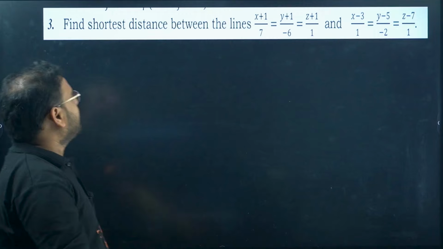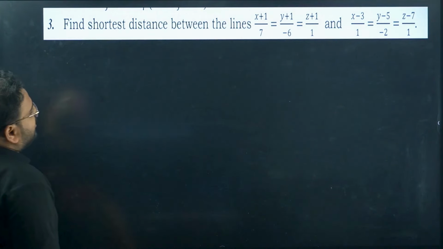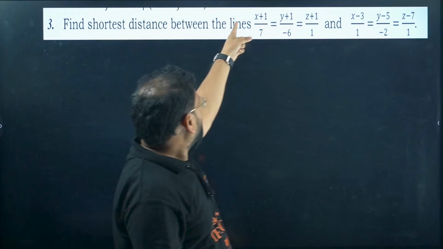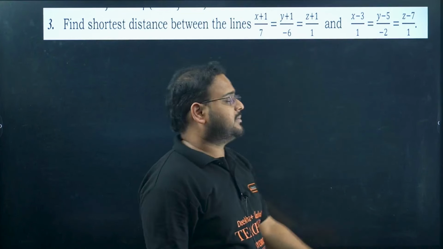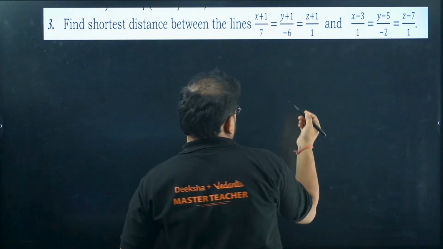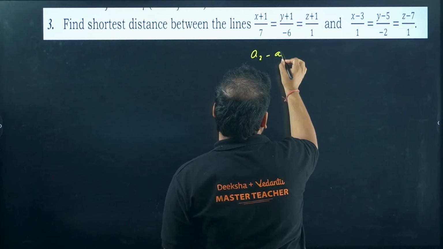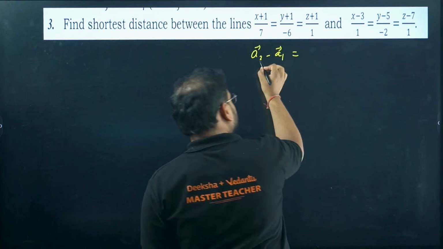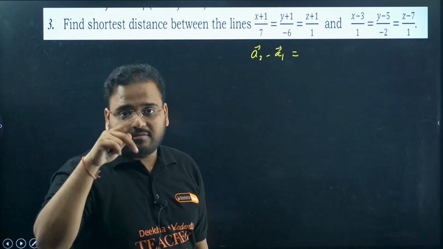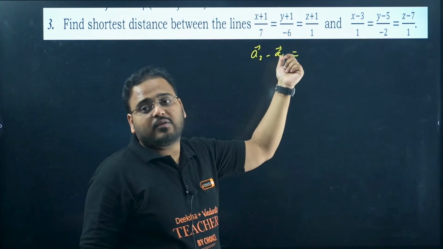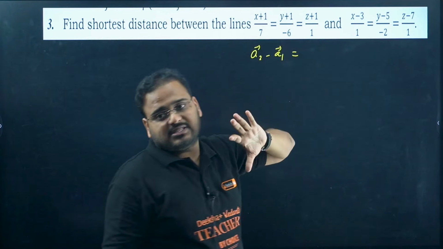Next, find the shortest distance between the given two lines. First thing is to find the coefficients of x, y, z to be 1. Whenever you see Cartesian form, look for the x, y, z coefficients as always 1. No problem, sir. Now we need to find a2 minus a1 first. a2 represents the position vector of the point the second line passes through, and a1 represents the position vector of the point where the first line passes through.